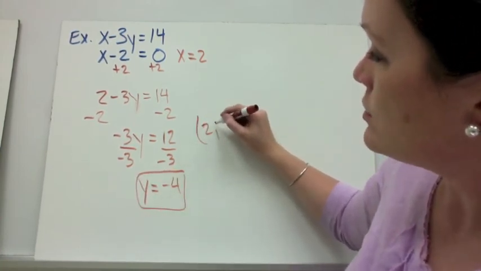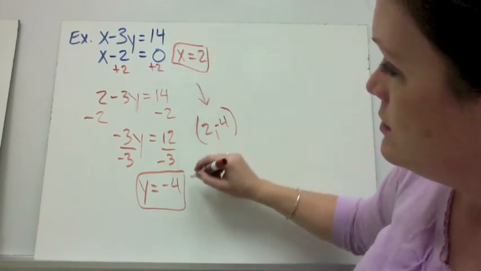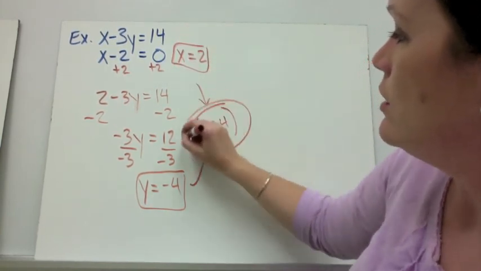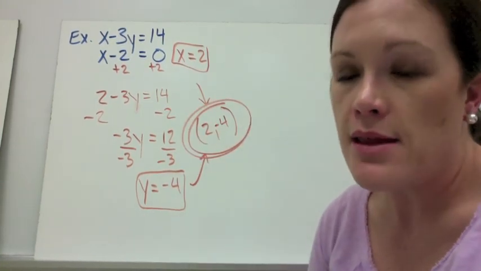But our final solution would be to put these two together. So make sure you put them together as a point, because with a system of equations, you're always looking for the point that they have in common.